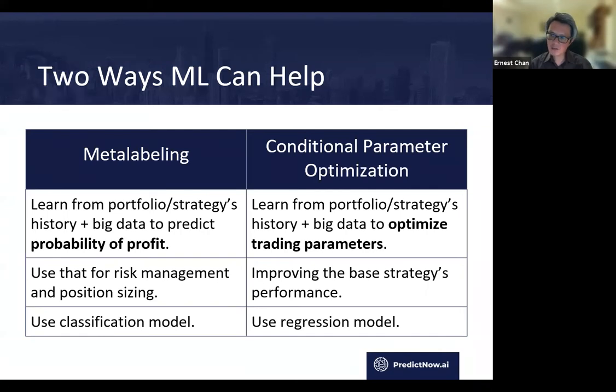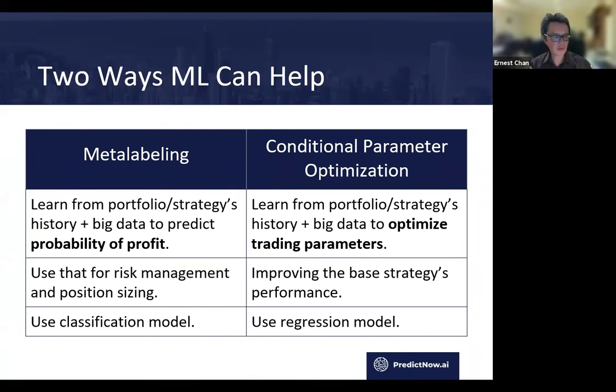Whereas in conditional parameter optimization, we are also learning from the portfolio strategy's history, but this history typically is based on the backtest, not necessarily a live history. It can be both based on backtest, and also augmenting with big data. So far it's the same, right? So far the two parts are the same. The conditions are the same, but the objective is to optimize trading parameters. It's not to decide on capital allocation or leverage, but to optimize the trading parameters of a strategy.